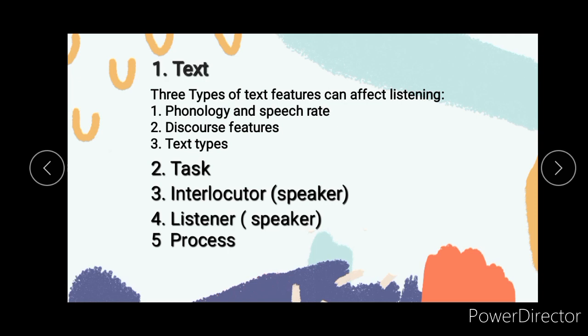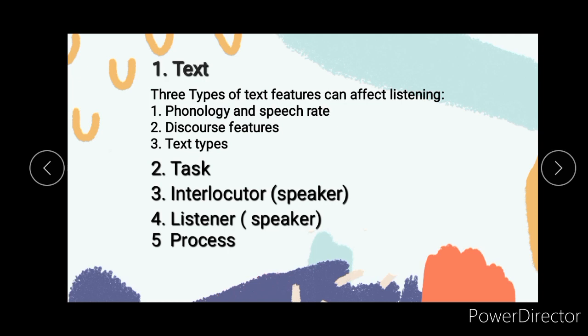In terms of task, this is influenced by the type of question, the amount of time, and whether or not the listener can get the information repeated. The next one is in terms of interlocutor or the speaker. This includes the accent, fluency, gender, and standard or non-standard usage.